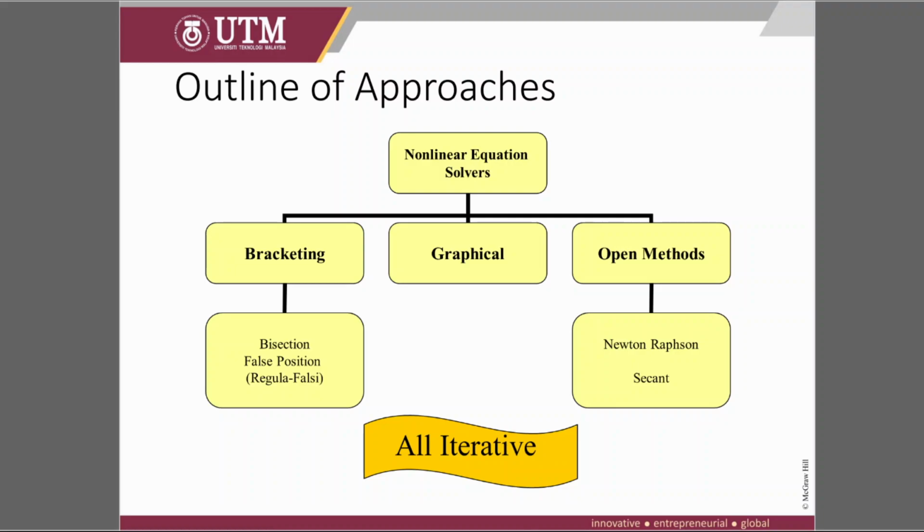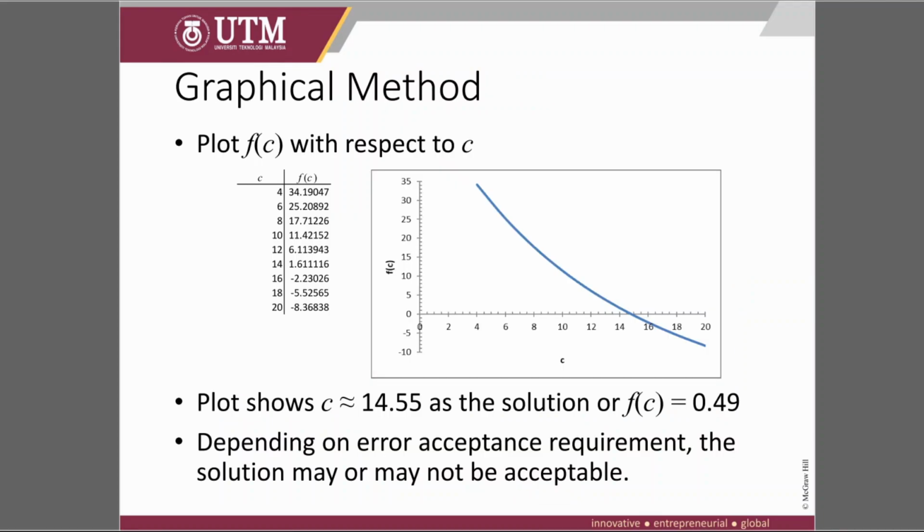So let's try with the simplest one, which is the graphical method. Note that the bracketing methods and the open methods are all iterative, which means you have to have a loop. It keeps repeating until you get the solution. The next slide says I'm using graphical methods. I plot FC with respect to C. So this is the data. C is my independent variable, 4, 6, and so on.